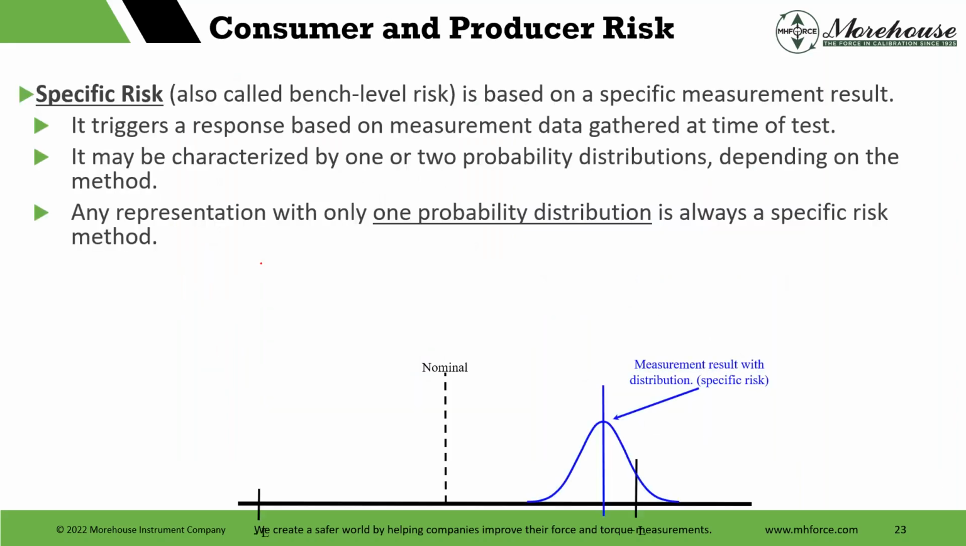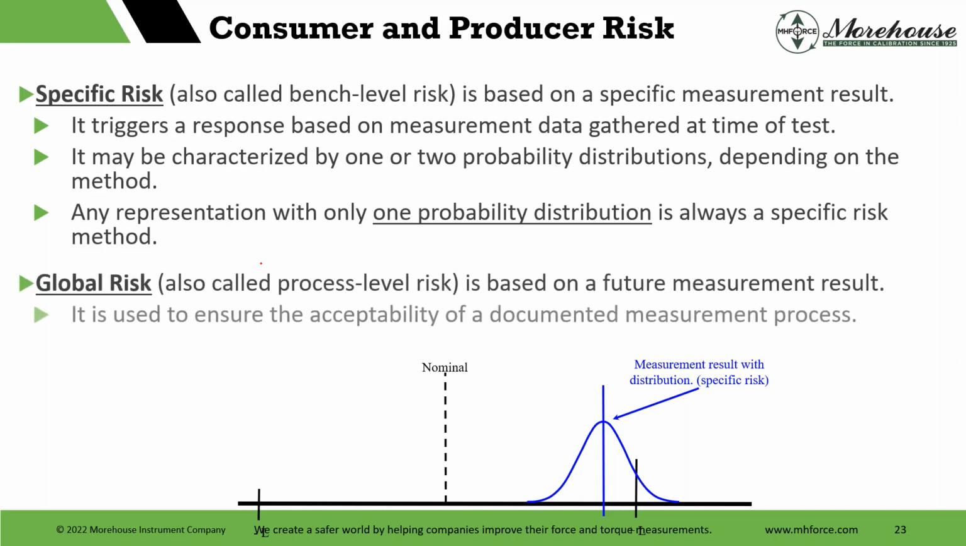So back into specific risk. Specific is also called bench level risk. It's based on a specific measurement result. It may be characterized by one or two probability distributions depending on the method. And then any representation with only one probability distribution is always a specific risk method. Okay, that's what we're talking about when we say specific. I drew it on that 10,000 Newton force gauge example. We're drawing it again. Here we have a measurement result with specific risk. We have our tolerance limits, and a lot of the curve is over the tolerance limit.